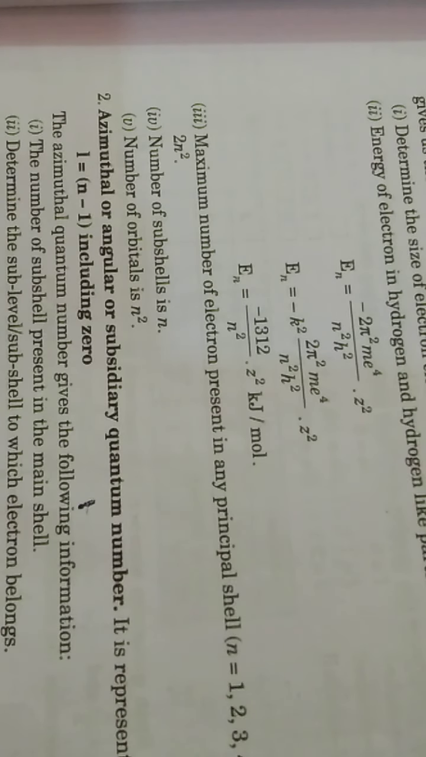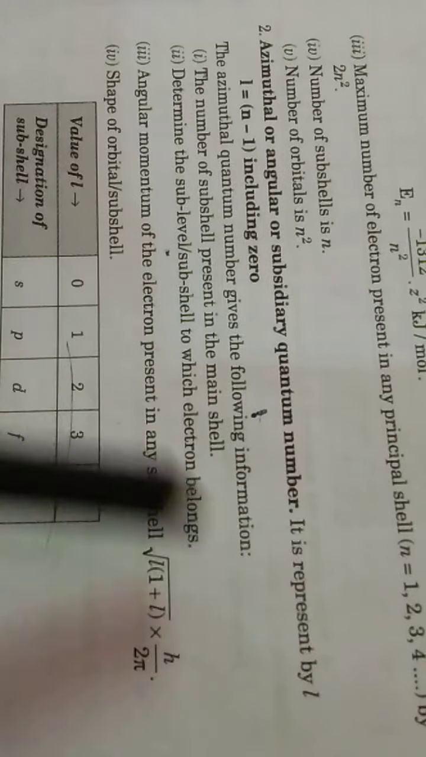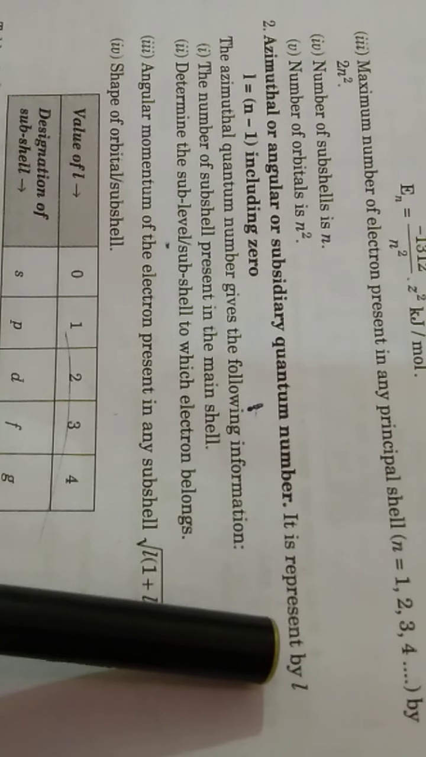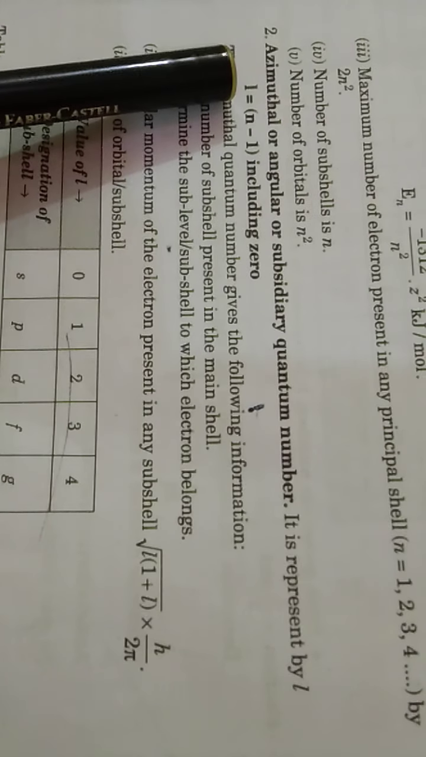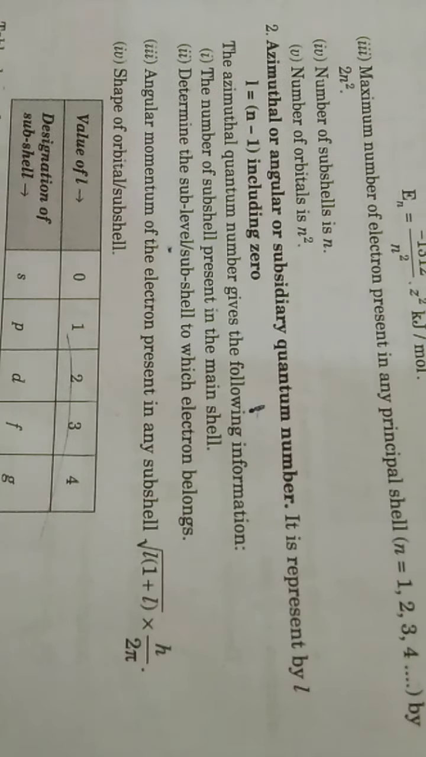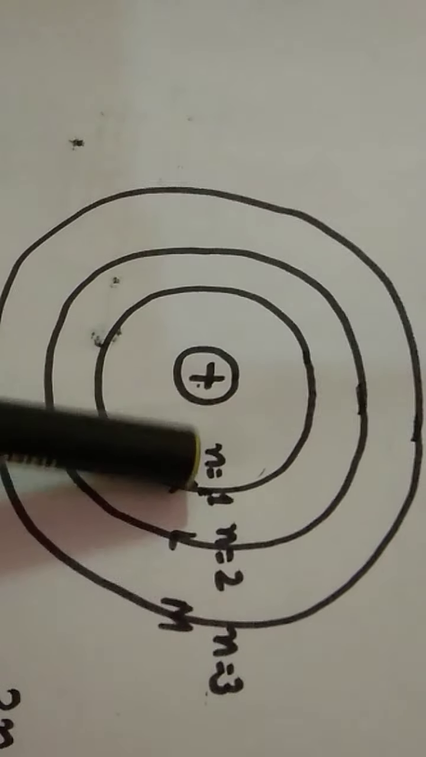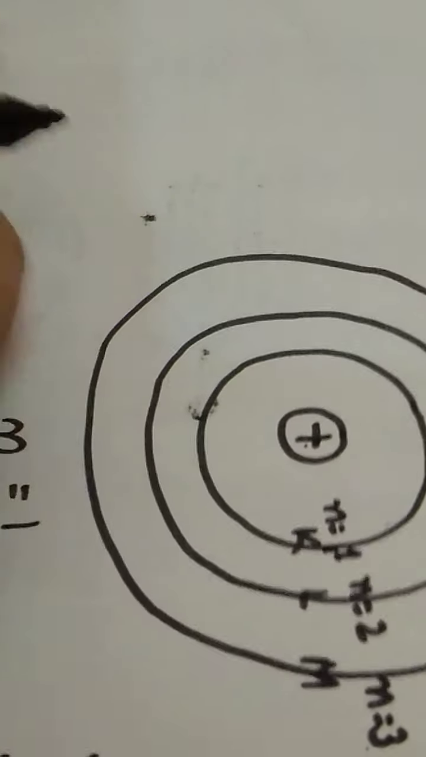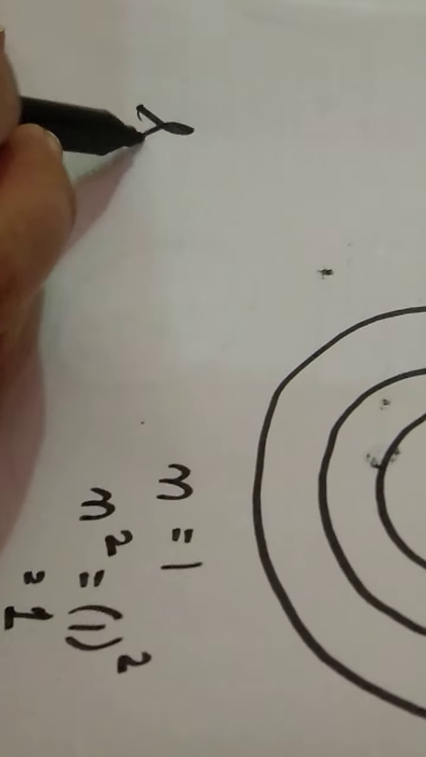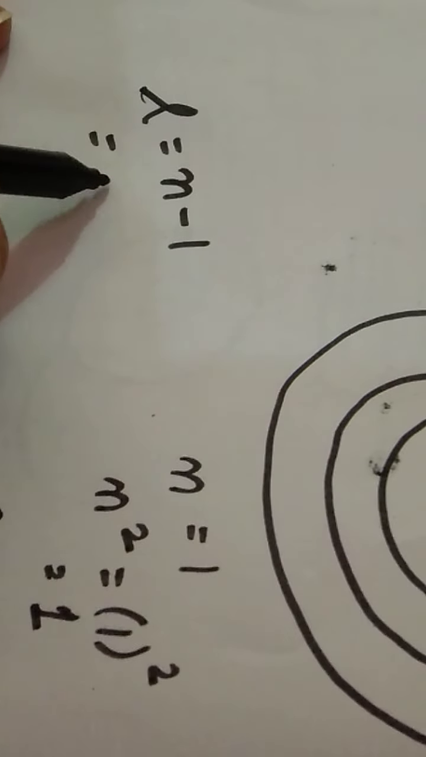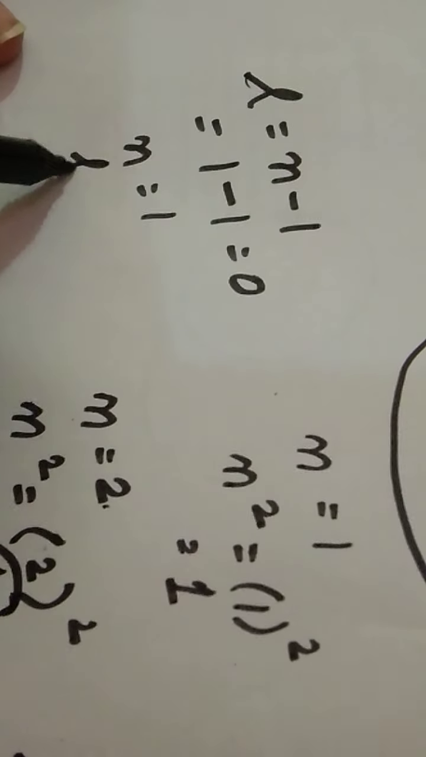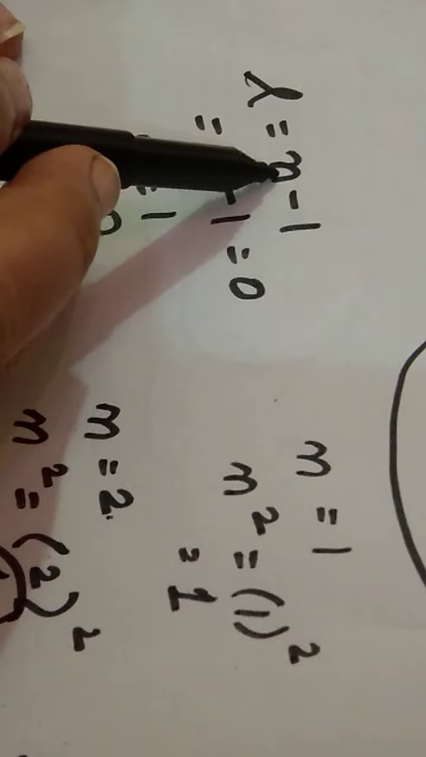So now this azimuthal quantum number is represented by small l. Okay, it is represented by small l, and children, l is equals to n minus 1. Now what do you mean by l is equals to n minus 1? Suppose children, here n is equals to 1 and l is equals to n minus 1. So children, for first subshell 1 minus 1 will be 0. So if n is equals to 1, then l will be equals to 0 because l is having formula n minus 1.